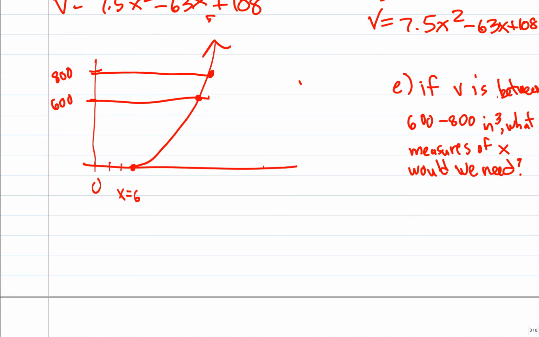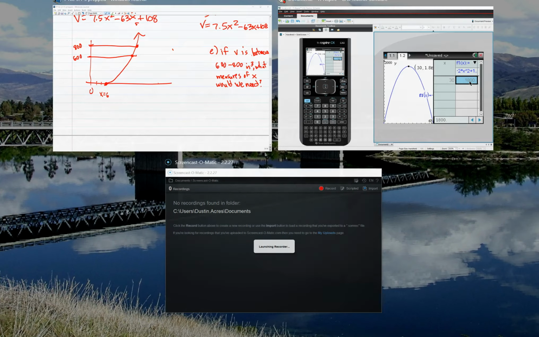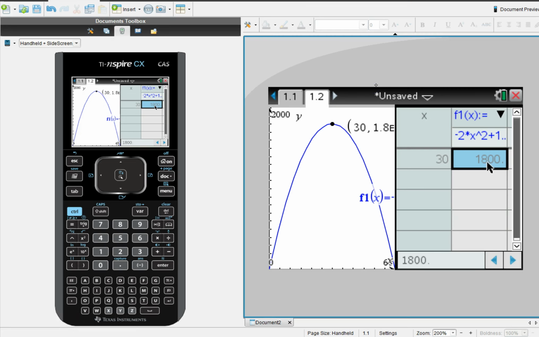So now what are we going to do? Well, I'm going to figure out if the volume is between 600 and 800 inches, what measures of x would we need? Notice this is a parabola opening up. We already said the minimum x is going to be 6. Anything less than that, you'd have a negative volume, which doesn't make sense. If you don't like this sketch, you can basically type this in your calculator, 7.5x squared minus 63x plus 108.